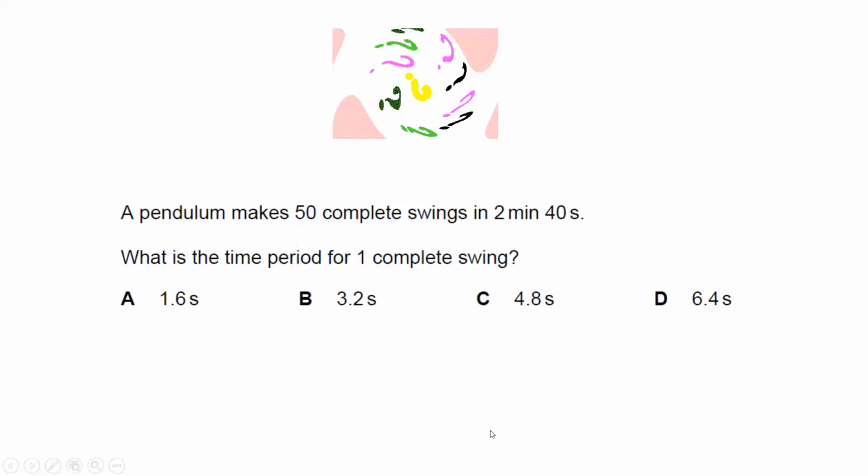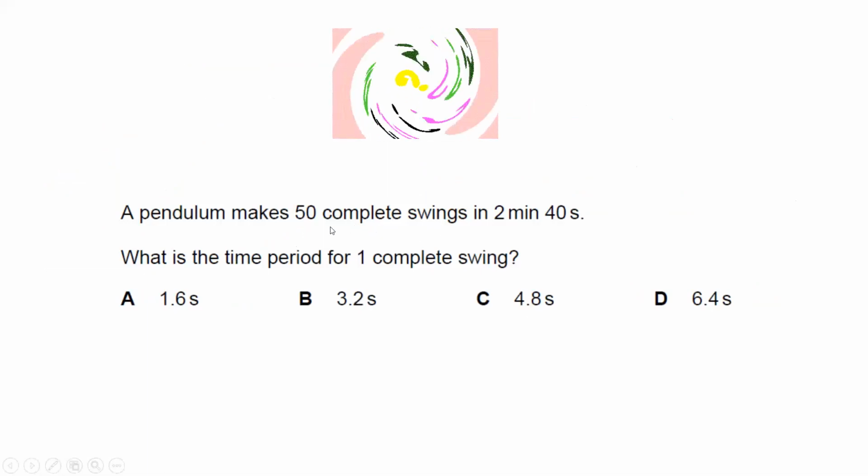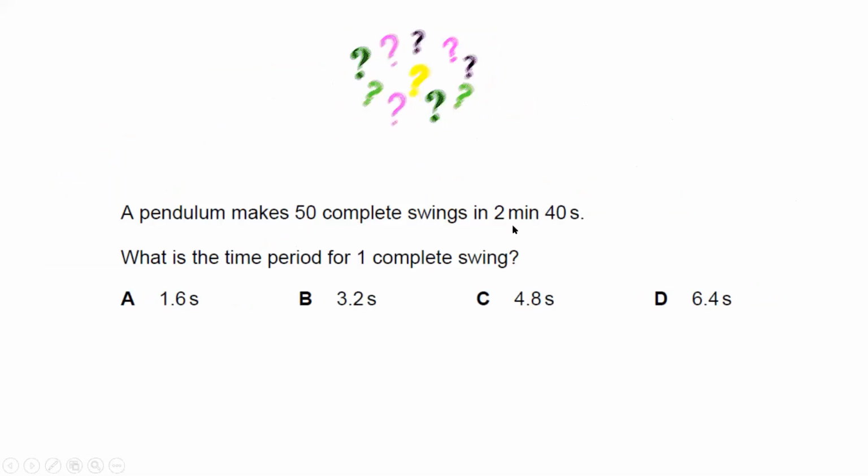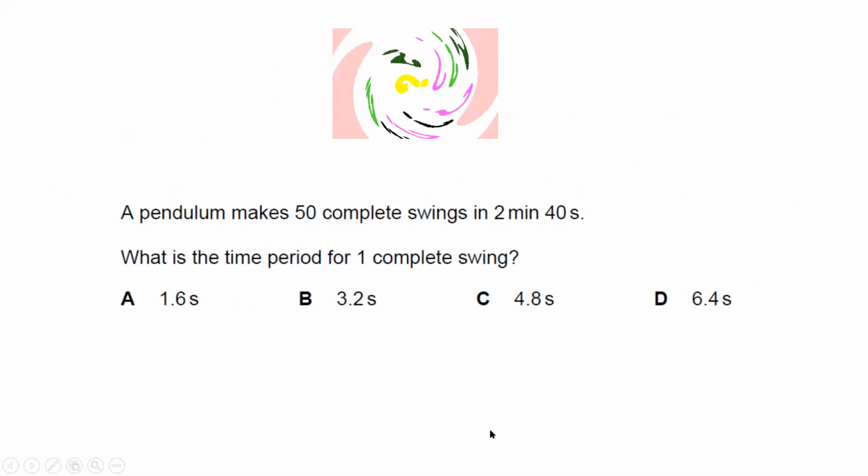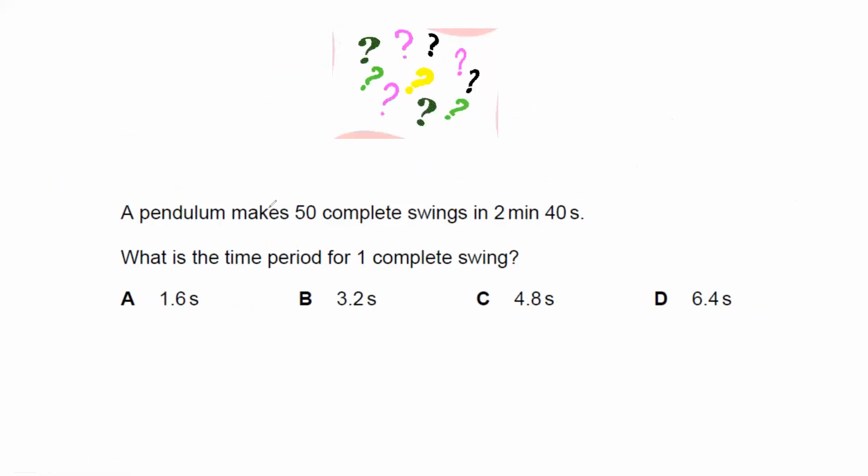So for example, a pendulum is making 50 complete swings in 2 minutes and 40 seconds. What is the time period? So how can you work out the time period? If a pendulum is making 50 complete swings, so 50 vibrations in 2 minutes and 40 seconds, but all the answers are in seconds, so we have to convert this 2 minutes and 40 seconds into seconds. So what will be the total number of seconds in 2 minutes and 40 seconds?